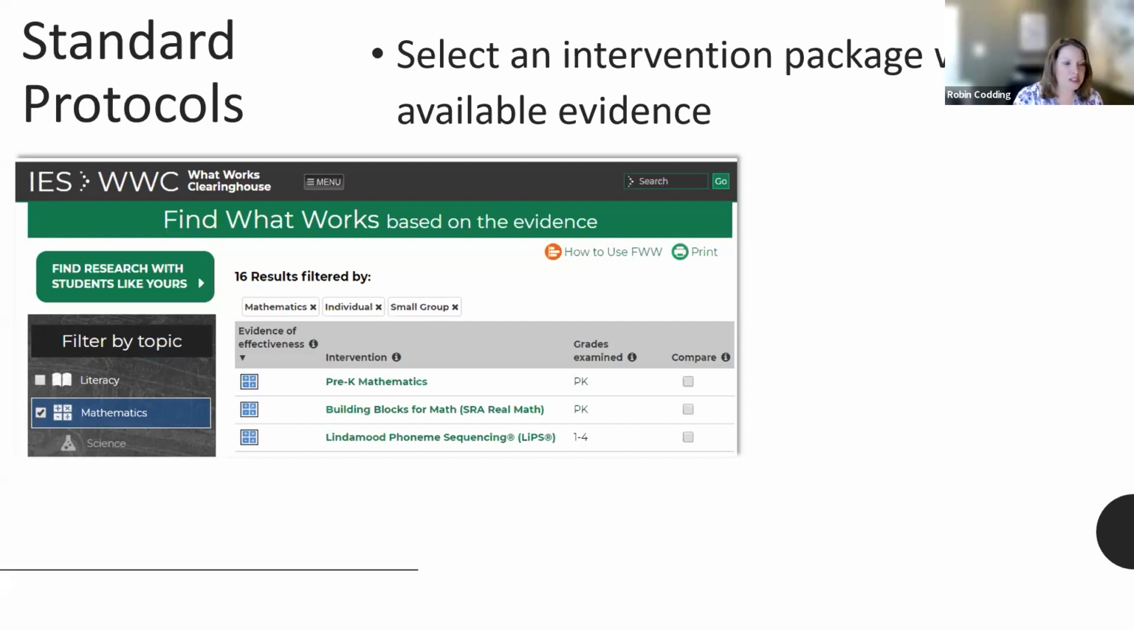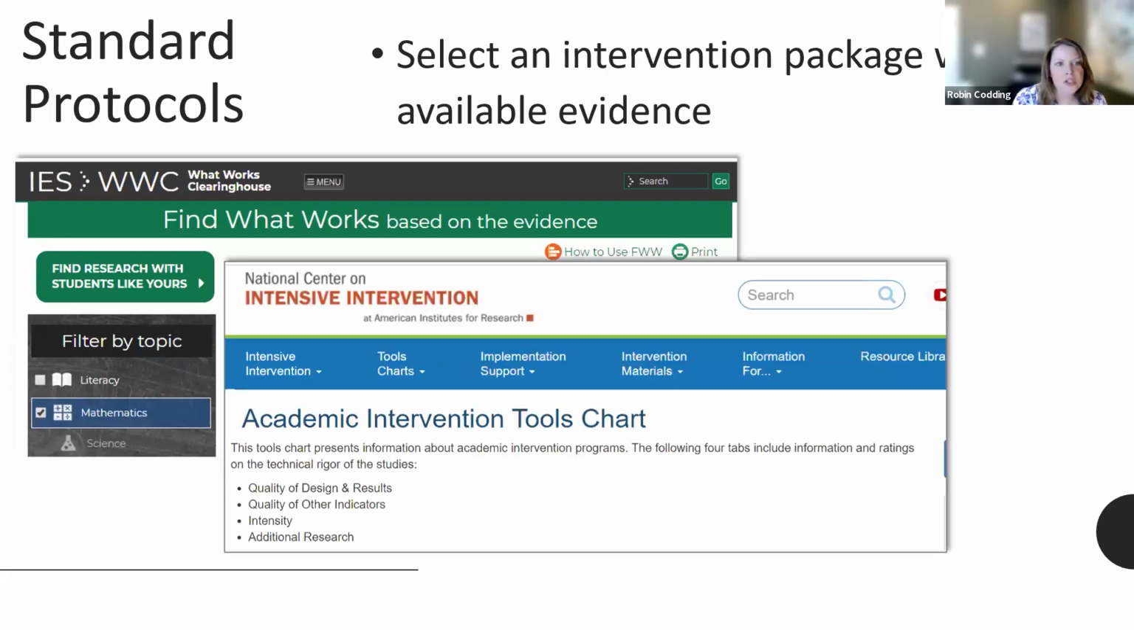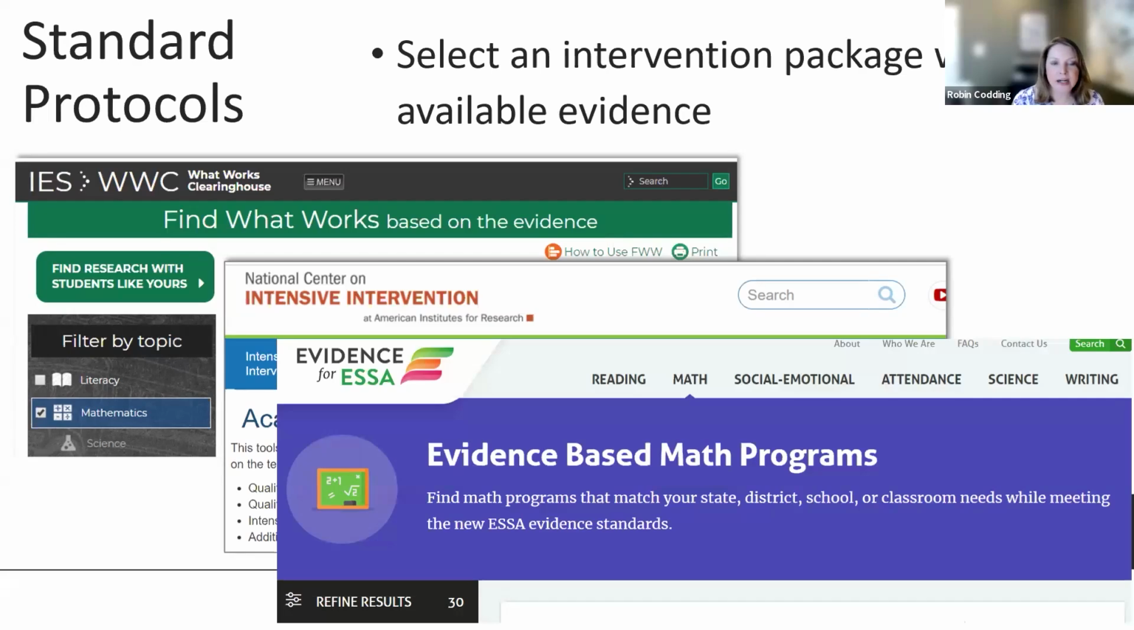However, not all children are responsive, and there is not always an intervention package that is feasible, usable, and available. So on the slide here, you're going to see 3 places where you can locate those standard protocol interventions, see what the evidence is, and see if it works for your community. One is What Works Clearinghouse, another is the National Center on Intensive Intervention, and the third is Evidence for ESSA.